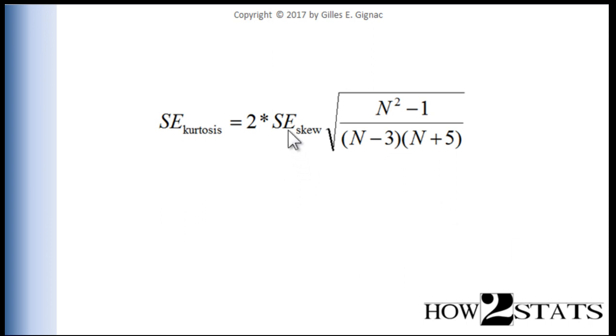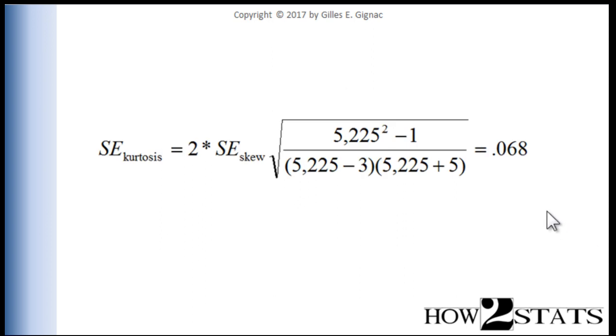And this formula here actually includes the standard error of skew first, which is then manipulated to yield the standard error of kurtosis, which in this case corresponded to a rather small value of 0.068. Again, it's small because the sample size is so huge. 5,225 individuals reported their annual earnings in this study.